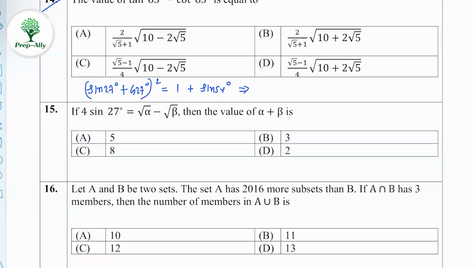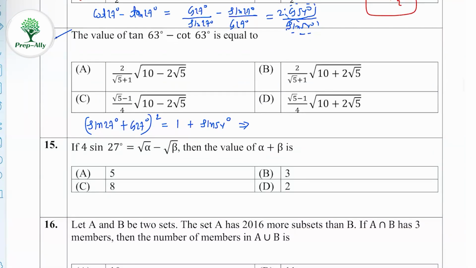So sin 54, in the previous question I told sin 54 is what? (Root 5 plus 1)/4. So I'll get sin 27 plus cos 27 degree is equal to, in place of sin 54 degree, (root 5 plus 1)/4. So it will be (5 plus root 5)/4. Okay. So basically 2 times (sin 27 degree plus cos 27 degree) is equal to root of (5 plus root 5).